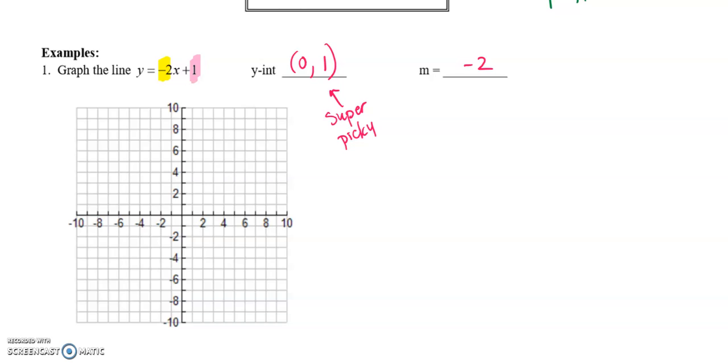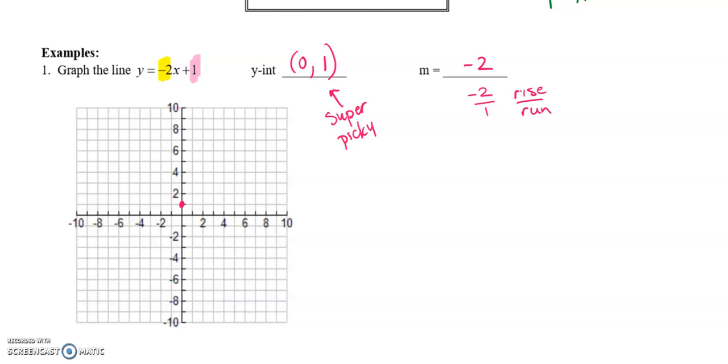How are we going to do this? First thing we're going to do is graph the y-intercept at 0, comma 1. Then we're going to use our slope, which is negative 2. You can think of that as negative 2 over 1. You can think of this as the rise over the run.